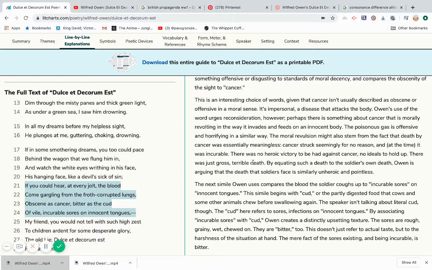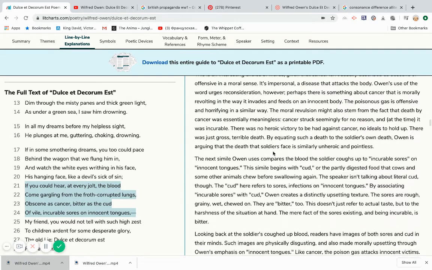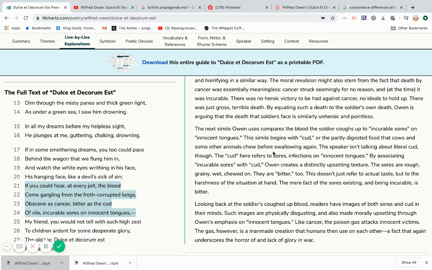There was no heroic victory to be had against cancer, no ideals to hold up. There was just gross, terrible death. By equating such a death to the soldier's own death, Owen is arguing that the death that soldiers face in World War I is similarly meaningless, unheroic, and pointless.